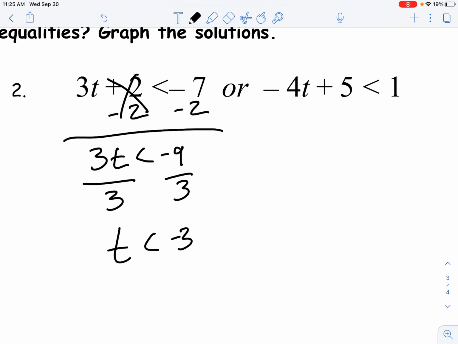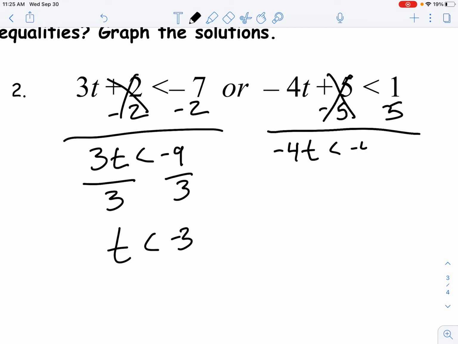Okay, anyway, subtract 5 from both sides. So if I do that, I've got those canceled out. Negative 4t is less than, so 1 minus 5 would be a negative 4. Next step, divide both sides by negative 4.